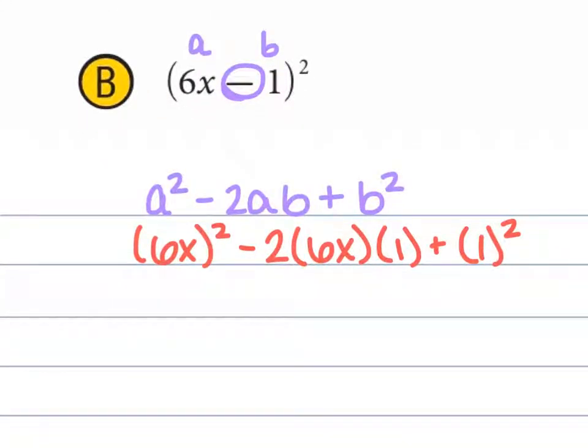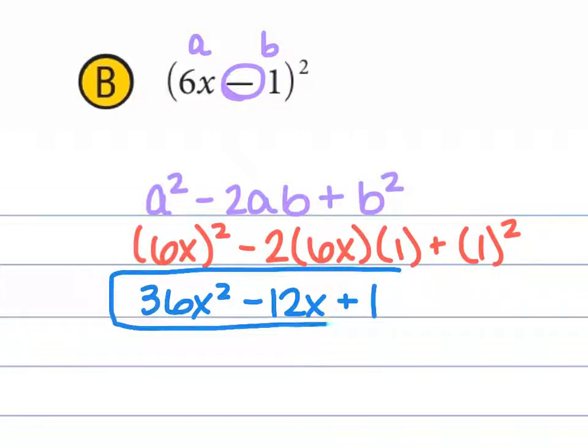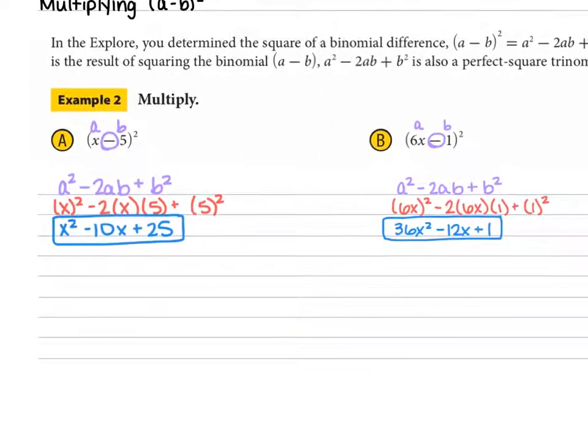The 6x squared is the same thing as saying 6x times 6x, which is 36x squared. The negative 2 times 6x is negative 12x. Negative 12x times 1 is just negative 12x. And that 1 squared is just 1. So 36x squared minus 12x plus 1 would be our solution for this one.